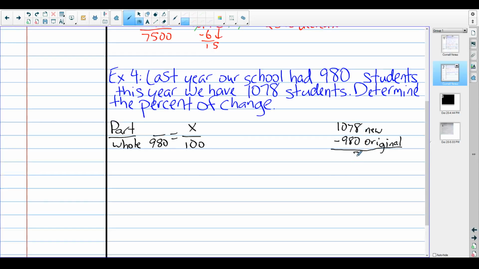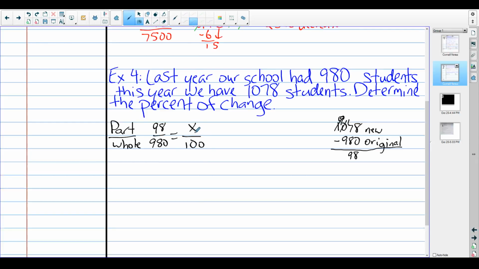So 8 minus 0 is 8. Oh, we got to borrow here. This is going to be 9, 17. 17 minus 8 is 9. 9 minus 9 is 0. Alright, I changed these numbers so it would be easier for me because I'm lazy. So our change is 98. This is so nice. For the people who've been paying attention, probably know what the answer is already.